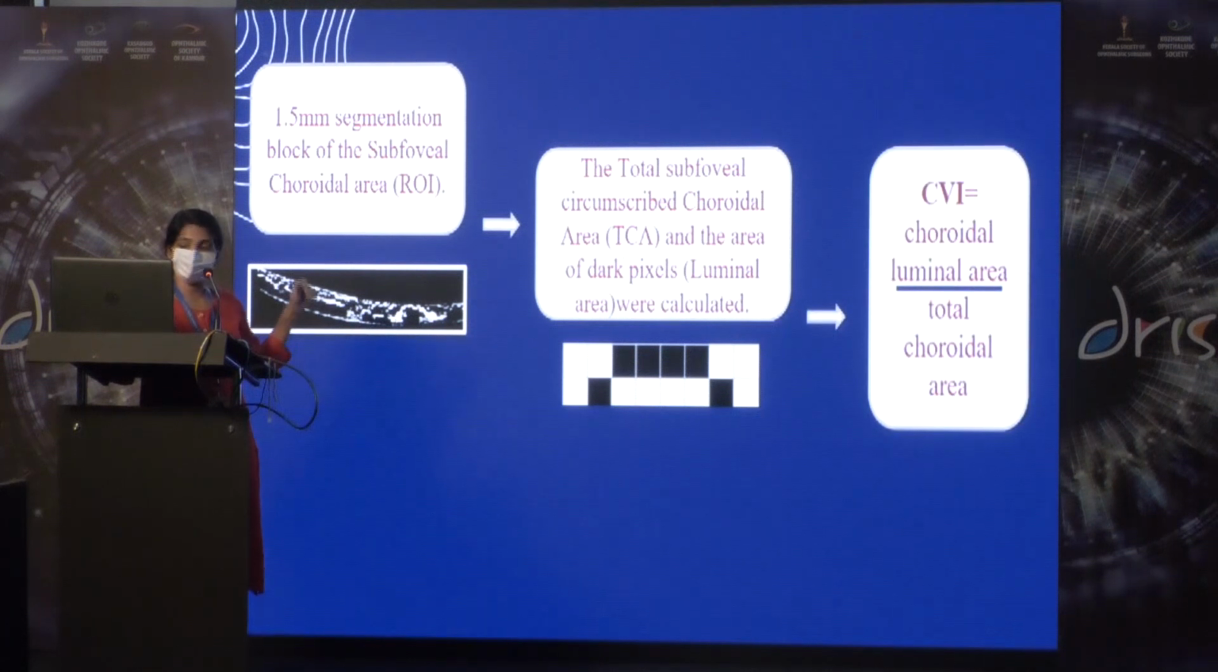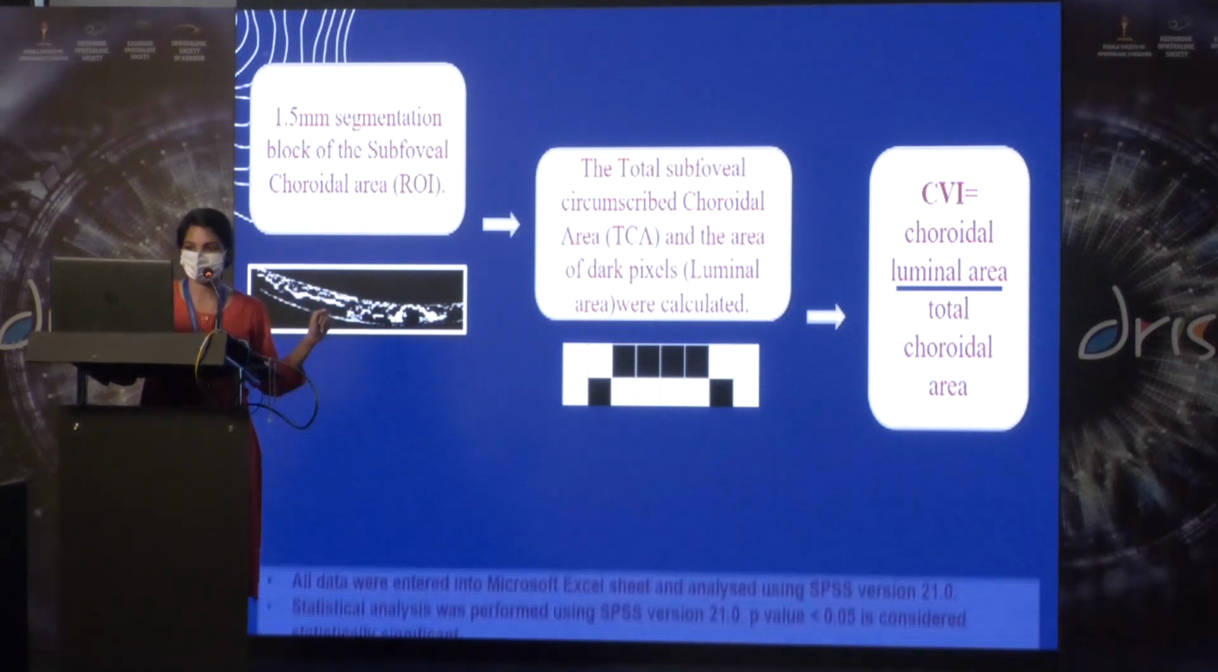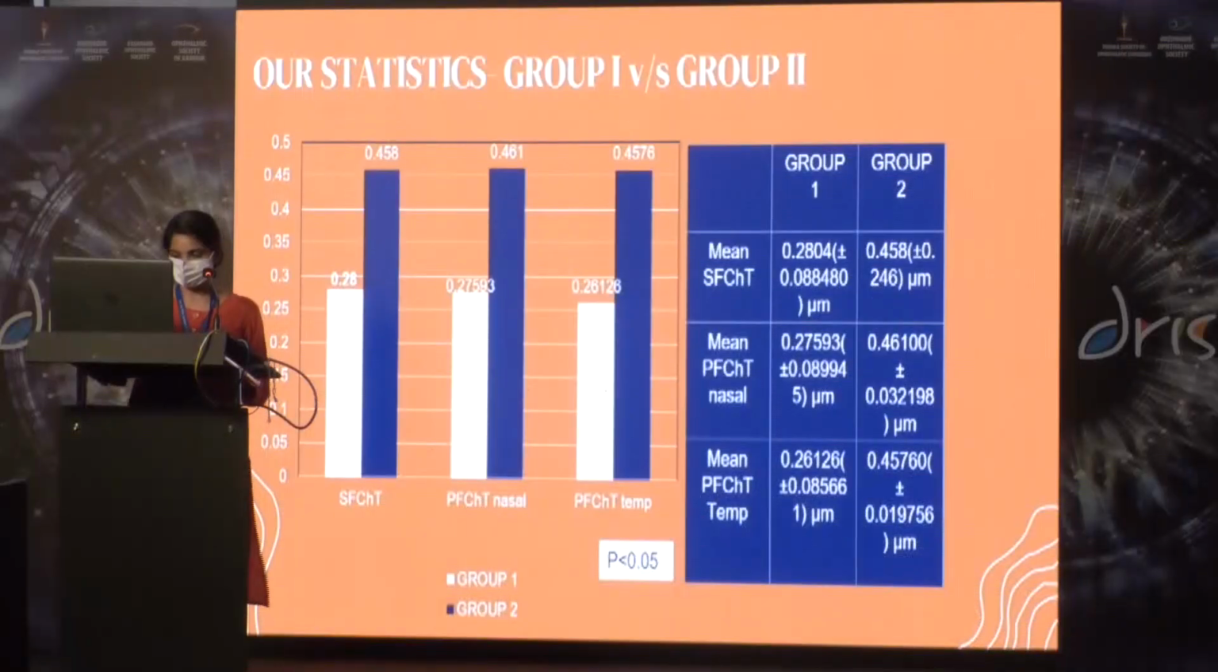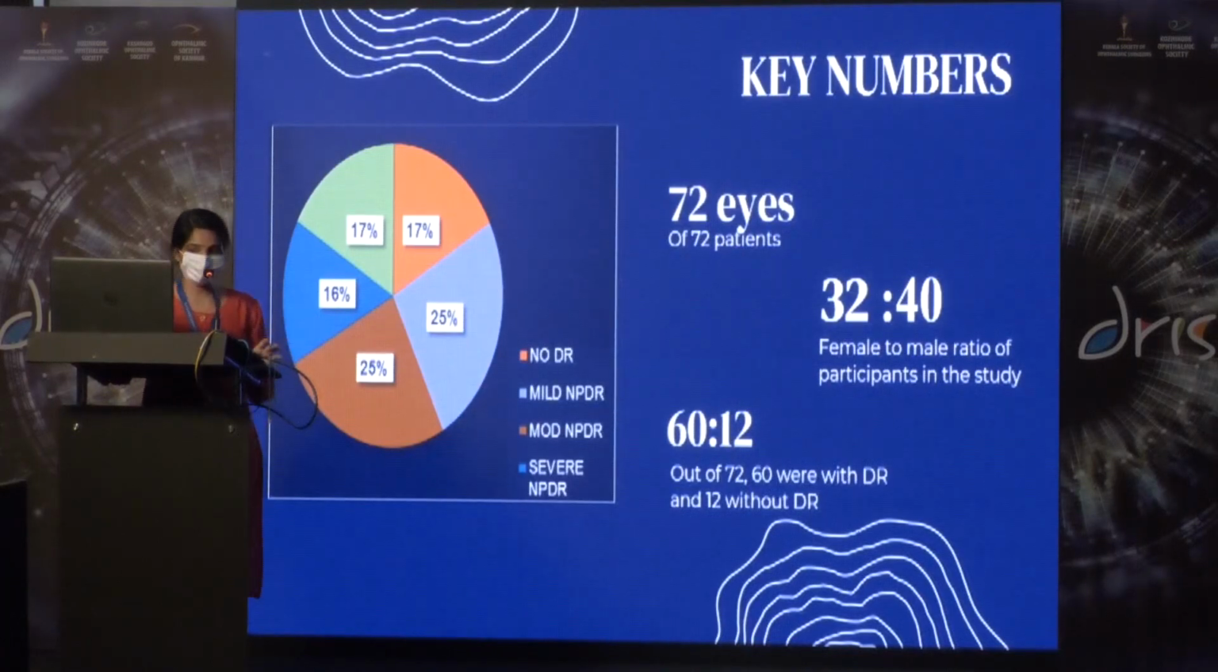Then the ratio between the choroidal luminal area and the total subfoveal choroidal area was calculated as the choroidal vascularity index. And these data were entered, and the statistical analysis was done, and a p-value of less than 0.05 was considered as statistically significant. And from the results, of 72 eyes of 72 patients, 32 were females and 40 were males. 60 out of that were with diabetic retinopathy and 12 without diabetic retinopathy.